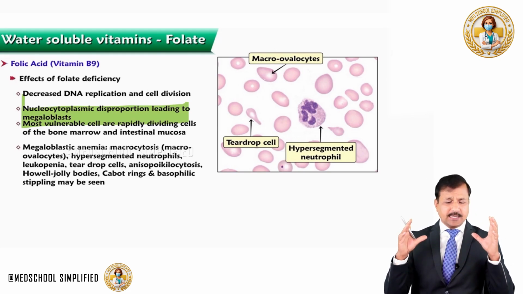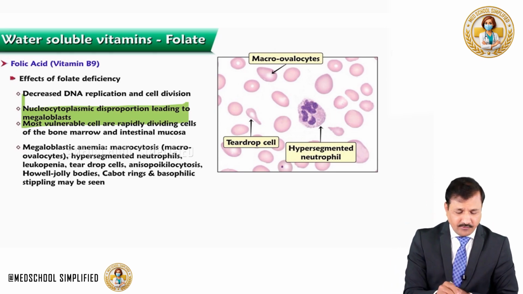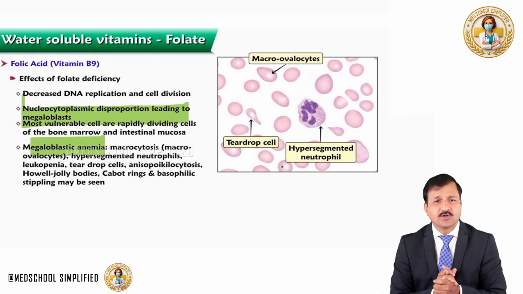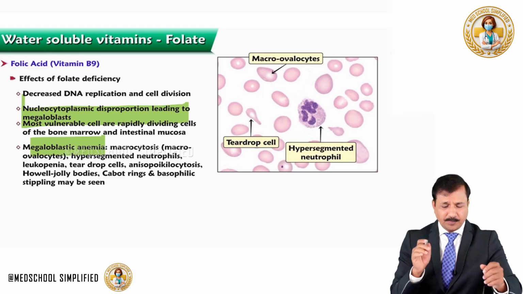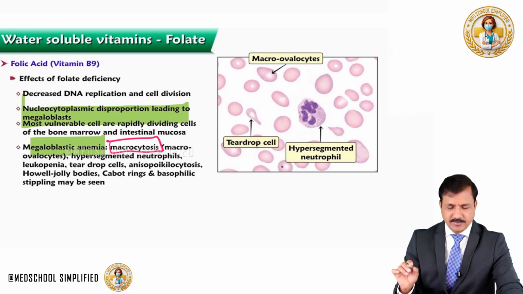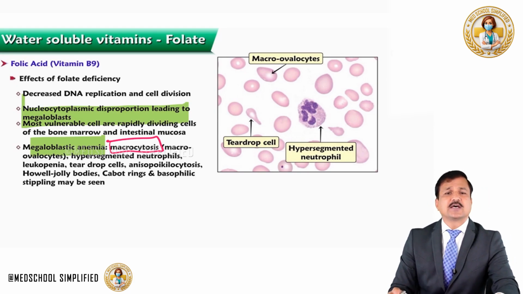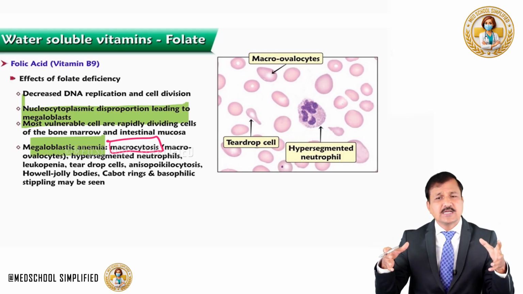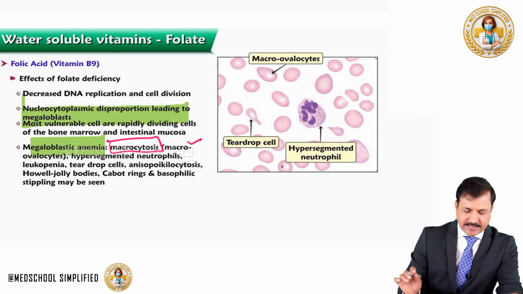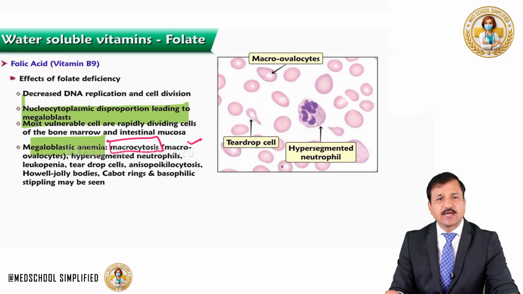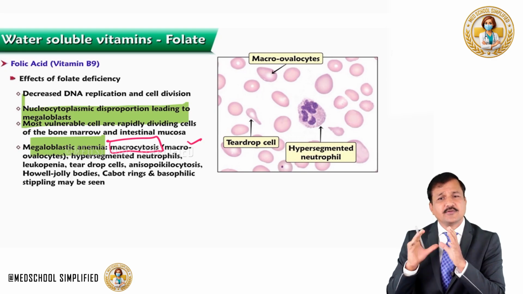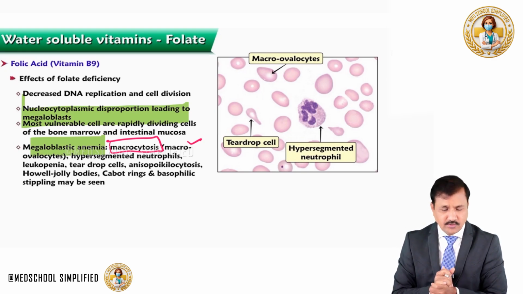You can put it together as megaloblastic anemia. Folic acid deficiency will give rise to megaloblastic anemia. What are the changes that you are going to see in megaloblastic anemia? Patients will show macrocytosis. What is macrocytosis? Macrocytosis means the red blood cells are big in size and they are in blastic stage. And you can put it as macro-ovalocytes. The presence of macro-ovalocytes is an indication for folic acid deficiency, which is one of the important signs that we need to look for.